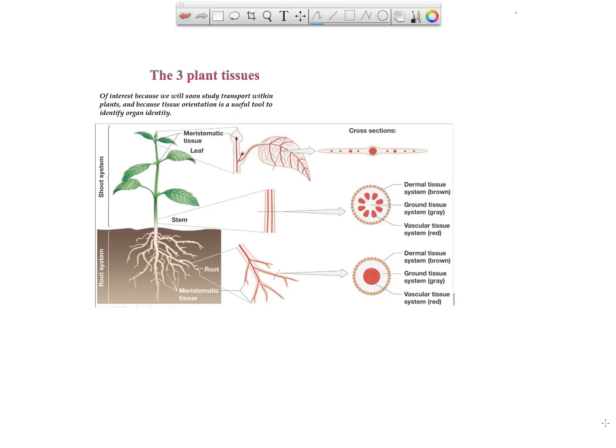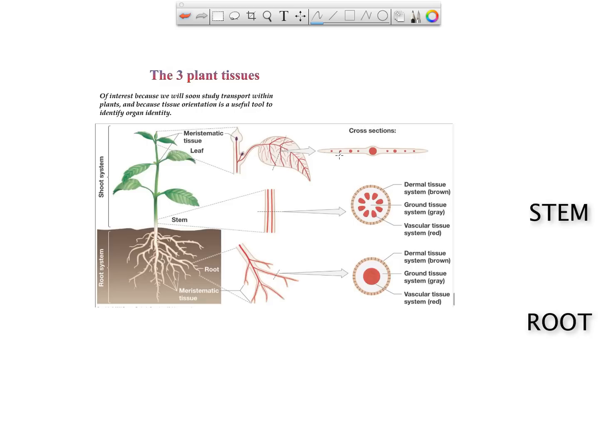In this video, we'll look at the three plant tissues. This first figure I show you has cross-sections of each of the three organ types in plants. So this is the cross-section of a leaf. This is the cross-section of a stem. This is the cross-section of a root.